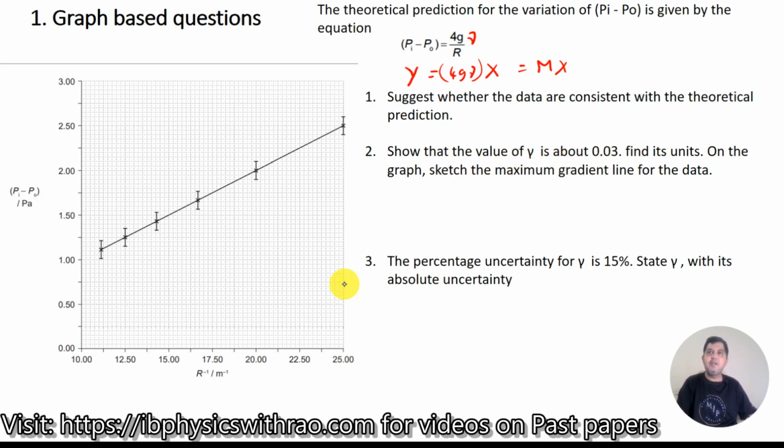How do you find the value of gamma? So 4g gamma, what is 4g gamma here from the graph? It's the slope. How do you find the slope?